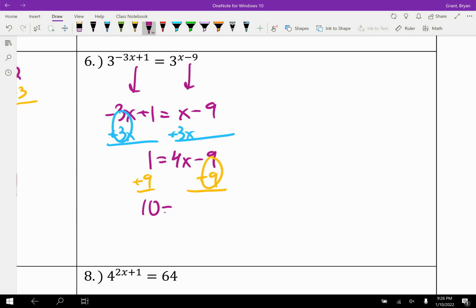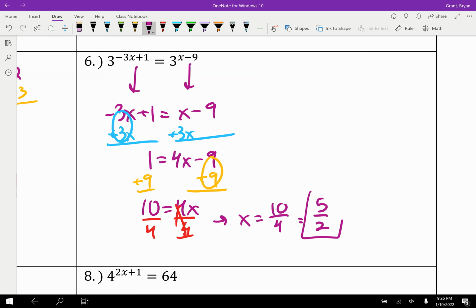Gives me 10 equals 4x. And so we should probably divide off the 4 to each side. When we do that, notice the answer is already a fraction, 10 over 4. But I think you could divide both the numerator and denominator by 2 to get you 5 halves, or 2.5.